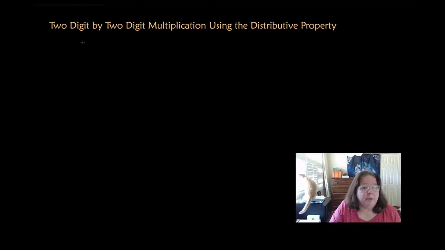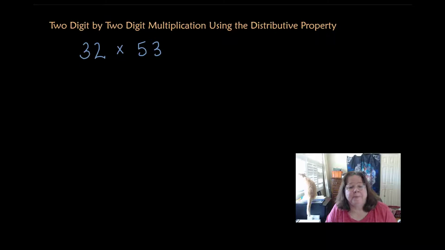Let's start out with a problem that is similar to your homework problems, but not exactly the same. Let's take 32 times 53. Okay, now when we use the distributive property, we are going to break down our numbers into expanded form.